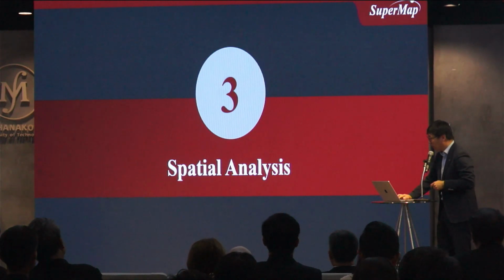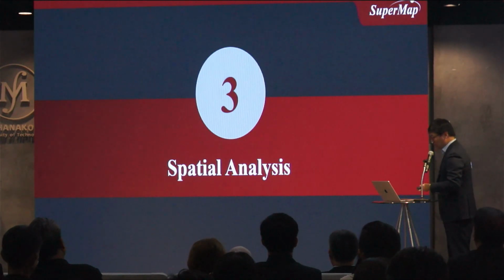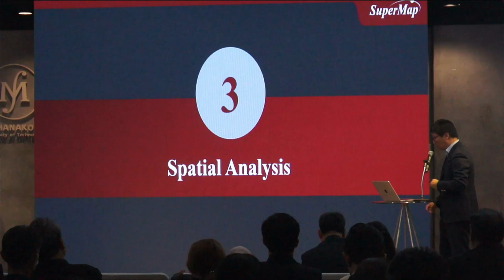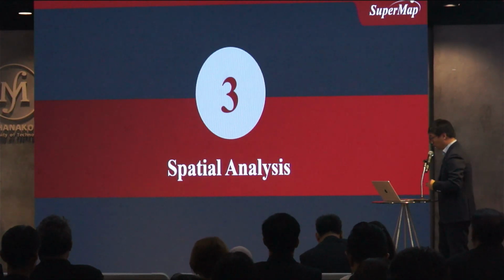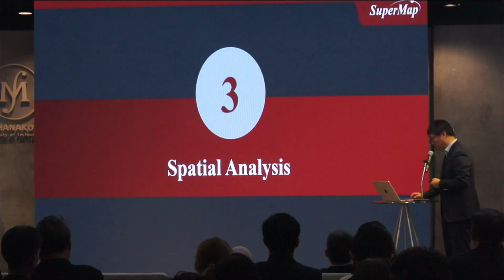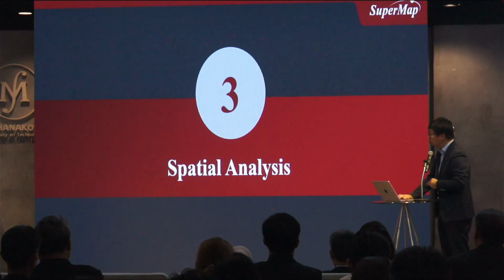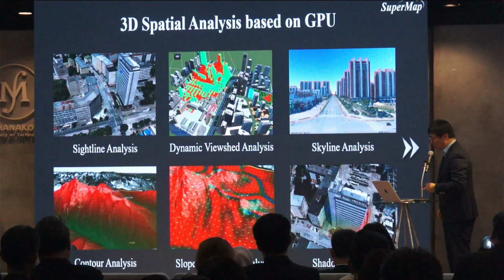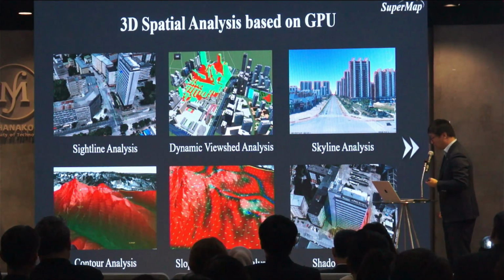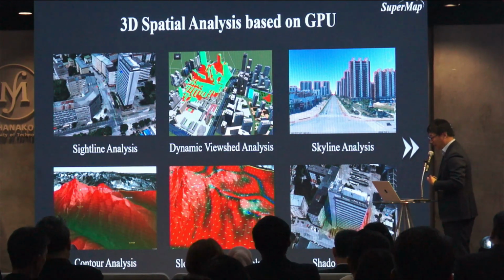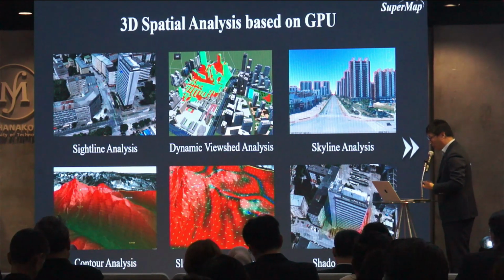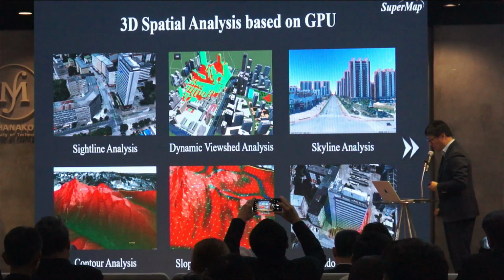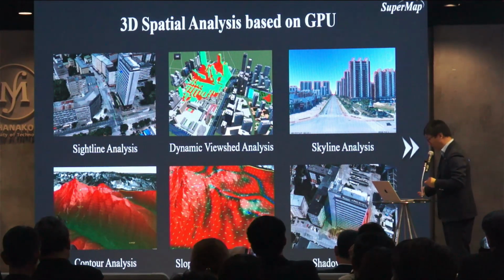The third part is about spatial analysis. Advanced 3D analysis could maximize the potential of the geospatial data, and with SuperMap GIS, you can analyze complex geometries, resulting in faster and smarter data-driven decisions. 3D spatial analysis now offers enhanced performance with the use of GPU, and this technology takes advantage of the parallel computing power of the graphics to improve the performance, which can be used for sightline or skyline analysis.